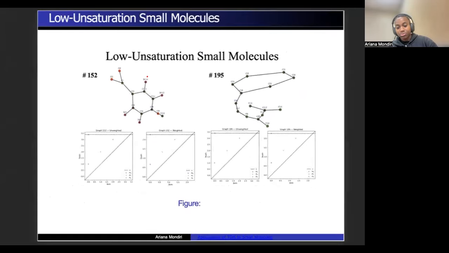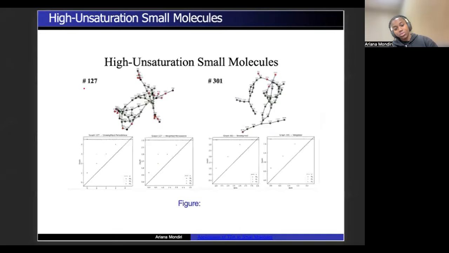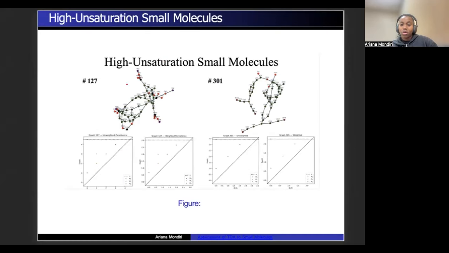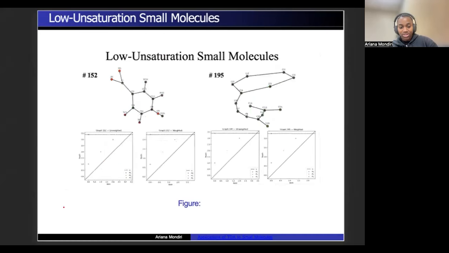And here we can make use of our intuition. If we do, we somewhat have mixed feelings, because if we consider the molecule 127, when you look at it, there's a complex structure with many cycles. And this is reflected in the persistence diagram. And when you compare it with the two low unsaturation molecules, you can be satisfied with what you see, because here you have a complex structure and richer persistence diagrams as opposed to those. So this follows our intuition.